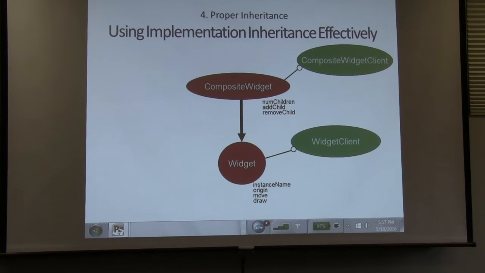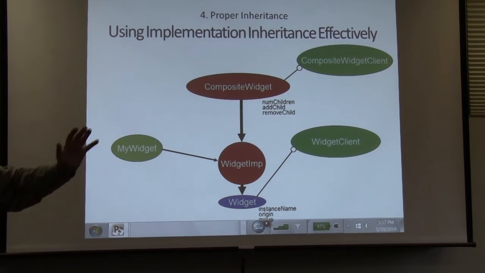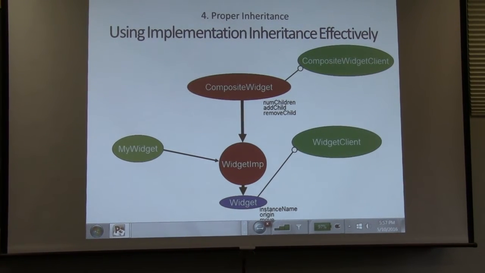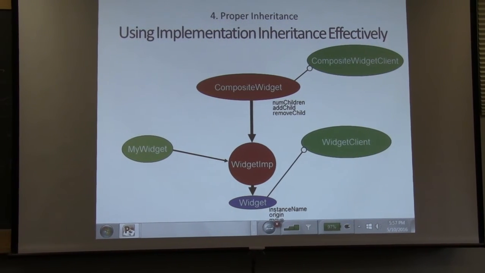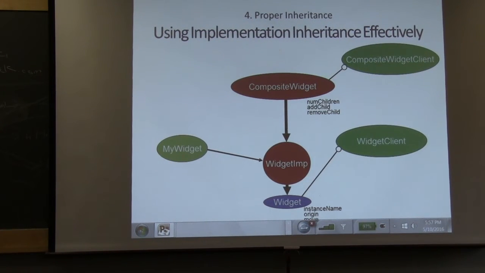So we have a composite widget client that's operating off a composite widget. We have my widget that is a widget, but does something yet different, who knows. And first thing we're going to do is say, widget client, let's create an abstract interface where there's no implementation at all. And now the widget client is not coupled, not even at link time, to the widget imp. The widget and the widget client can go off and party. That's a wonderful thing, right? No compile time coupling, no link time coupling. One of the glorious things about abstract interfaces is that they really work well with large scale physical design.